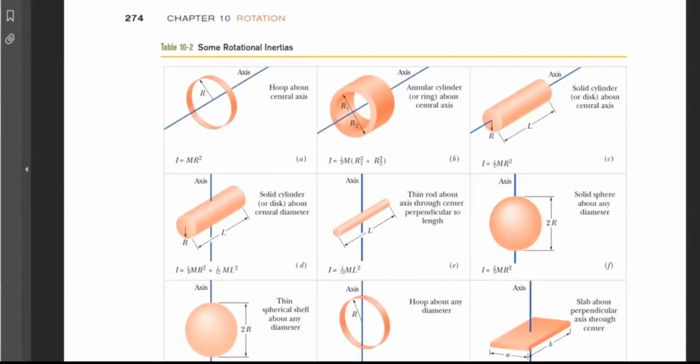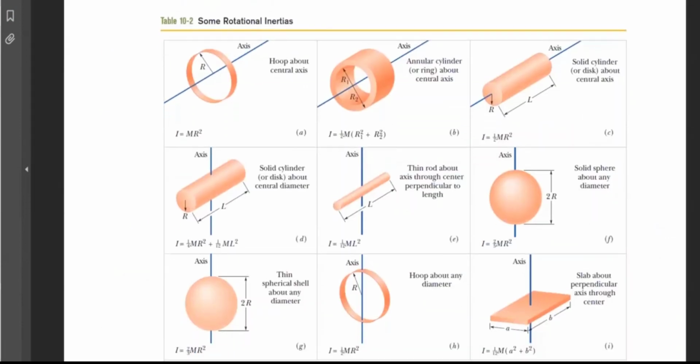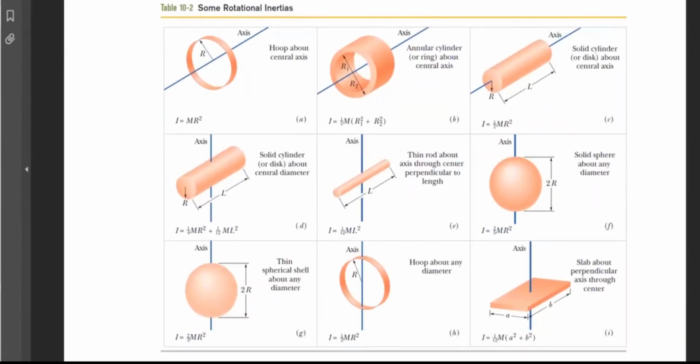All right, so here's the introductions. This is what you're going to see a lot of times. There are 9 basic shapes that you have to be aware of. There's a hoop about a central axis. There's an annular cylinder. There's a solid cylinder. There's 9 of these shapes.